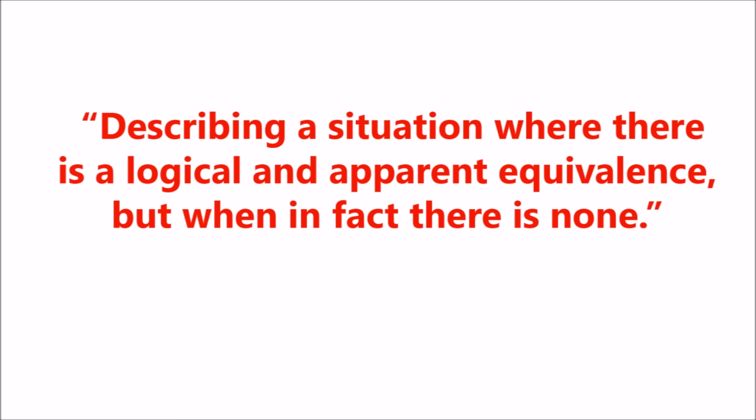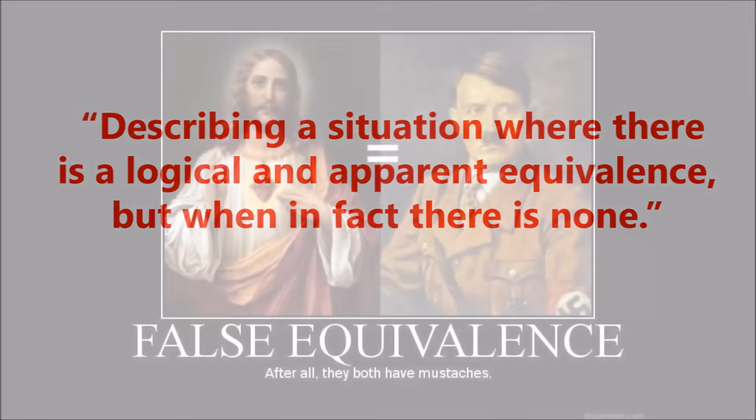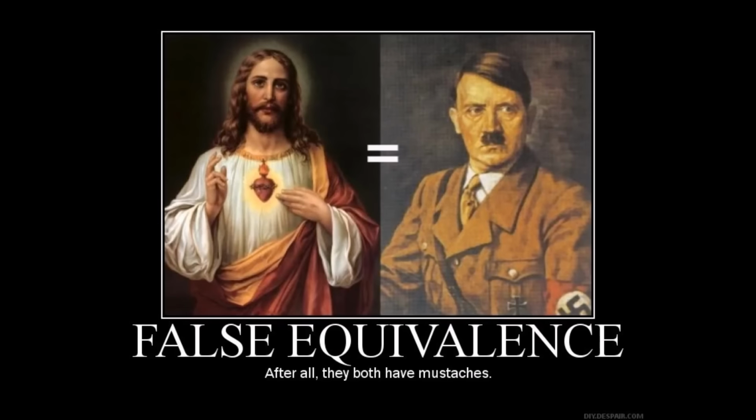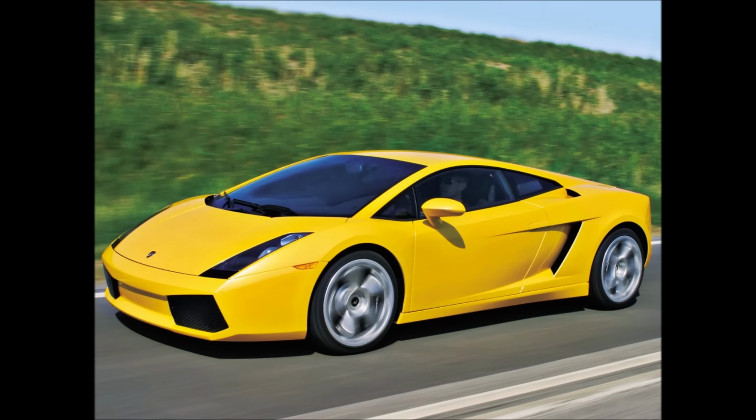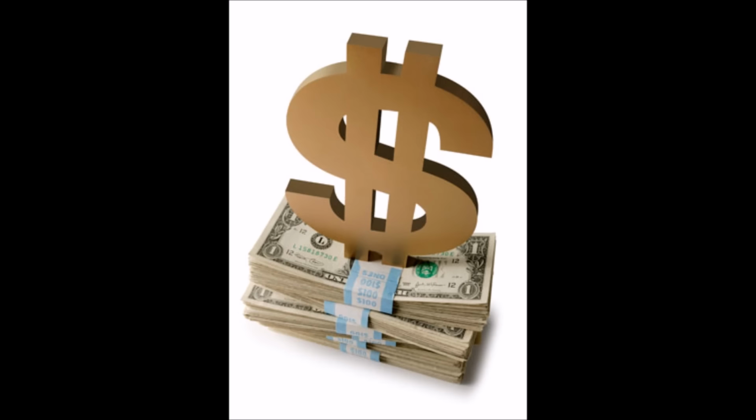A false equivalence is describing a situation where there is a logical and apparent equivalence, but when in fact there is none. This fallacy is most often used to draw a link between two topics in order to devalue someone's argument or add strength to your own. For example, a Daewoo Matiz and a Lamborghini both have four wheels, therefore they should be sold at the same price. This clearly doesn't make sense because there are other mitigating factors.